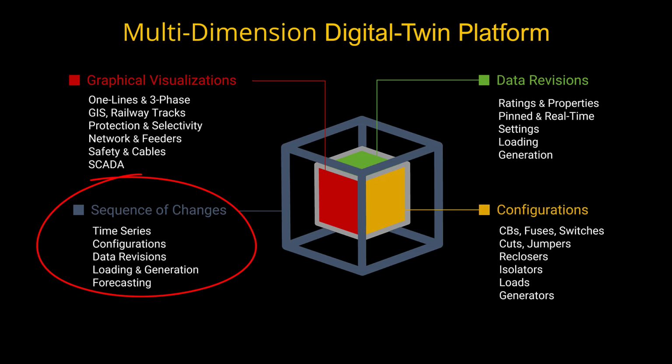And then we overlay on top of that sequence of changes. So this could be changes as a function of time, or essentially forecasted information where loading and generation is being modified above and beyond the visualization, revisioning, and configuration. So this gives us a complete multi-dimensional or a four-dimensional system where we not only have the spatial data but also the temporal data in a single database.